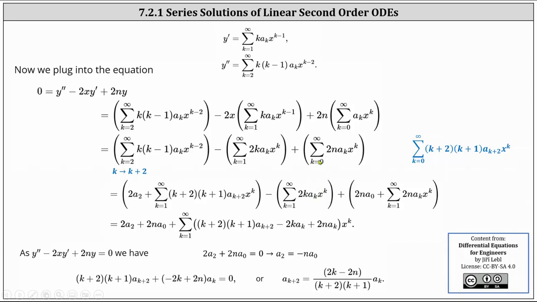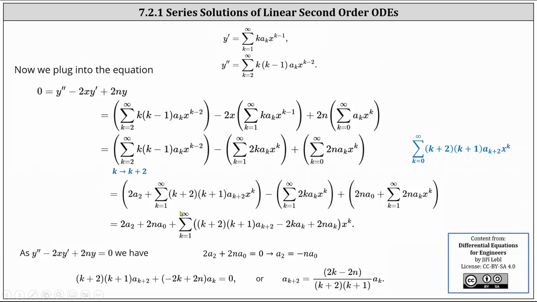And now looking at the power series for 2ny, notice when k is equal to 0, we have 2n a sub 0 times x to the 0, which gives us the constant 2n a sub 0. We can write this power series as 2n a sub 0 plus a sum from k equals 1 to infinity of 2n a sub k times x to the power of k. Notice now all three power series start at k equals 1, and each formula contains x to the power of k. So for the next step, let's group the constant terms, which gives us 2 a sub 2 plus 2n a sub 0, and then we'll combine the power series and then factor out x to the power of k.